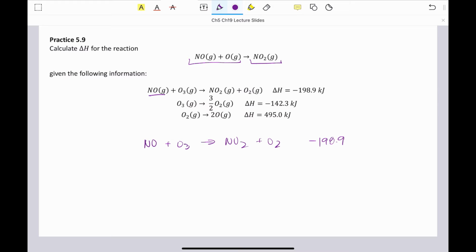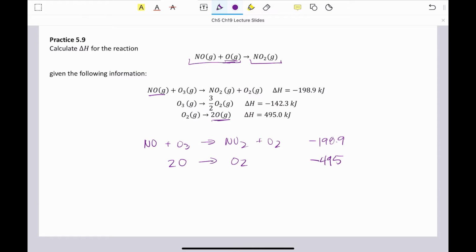I also need to get O, just plain old atomic oxygen, as a reactant, and I can only get that here. So I'm going to take my 2 O to make O2, and that's going to be negative 495 because I have to flip that.